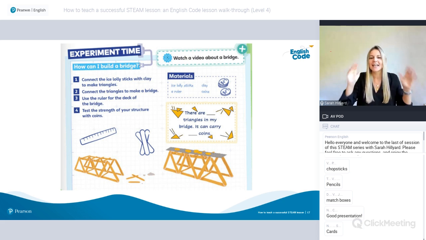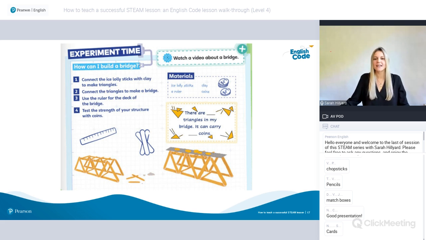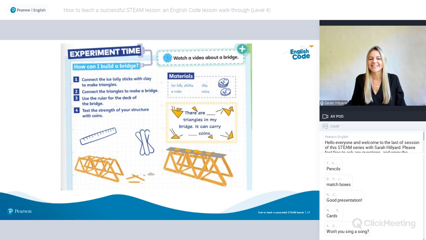1, 2, 3. Go and get your materials. Collect your materials to create a strong bridge. And I'm going to ask you later what you got and how you made it. So go and get your materials. I'll count down from 10. 10, 9, 8, 7, 6.